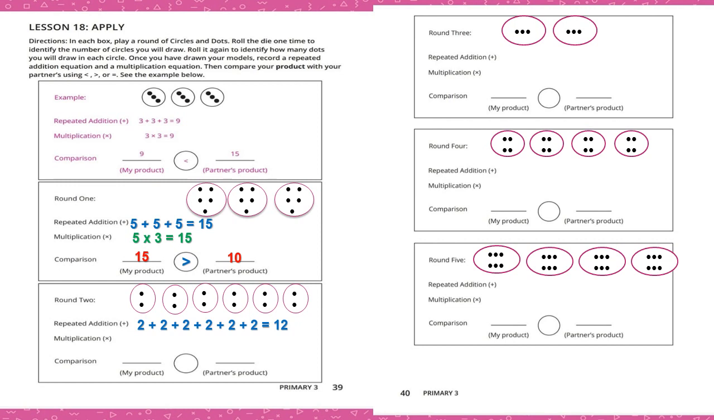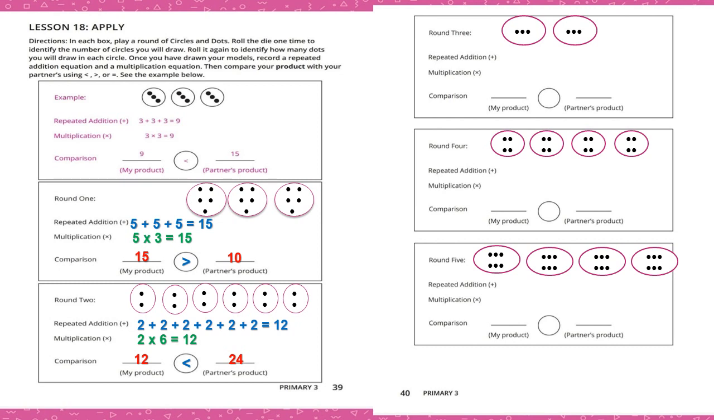Multiplication equation. What is the repeated number here? 2. And how many times 2 repeated? 6 times. So we write 2 times 6 equals 12. My product is 12. Partner's product is 24. Then 12 is less than 24.